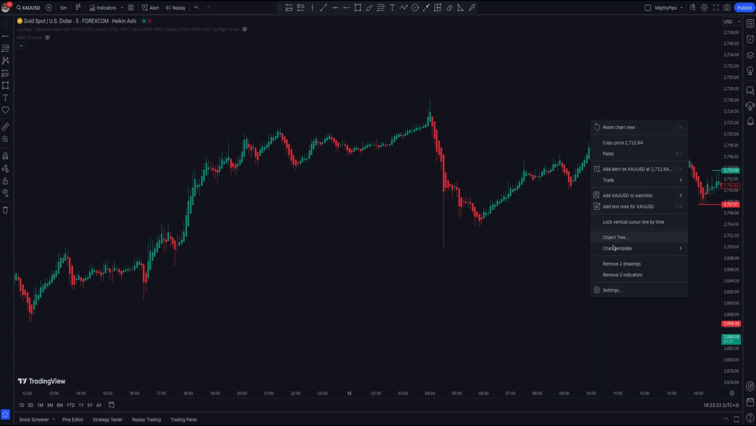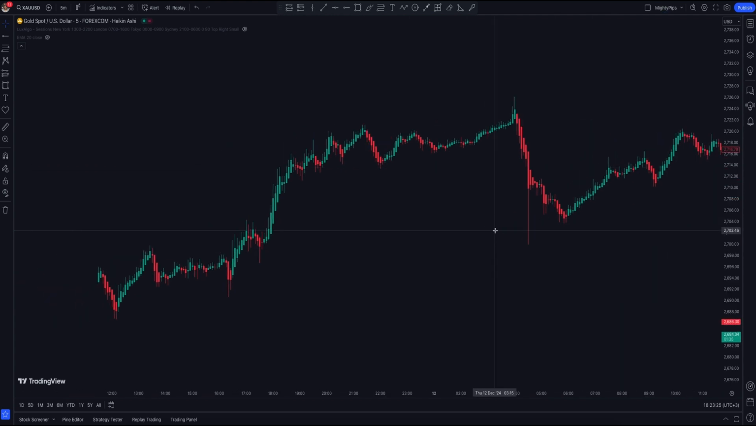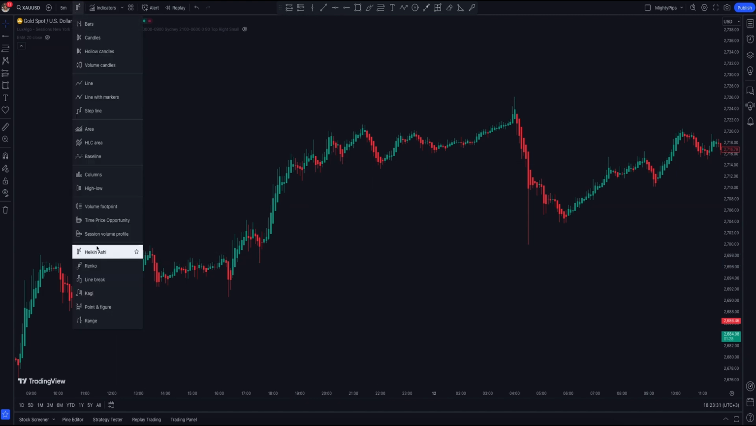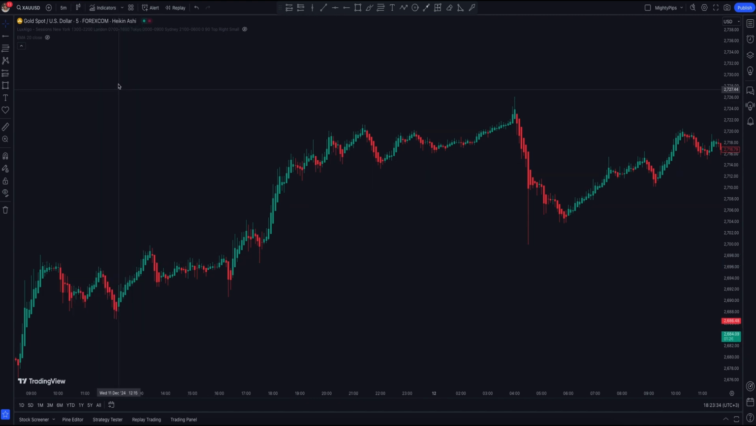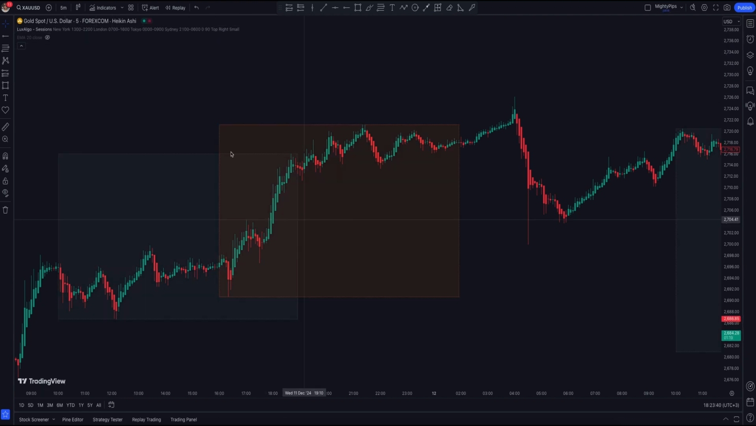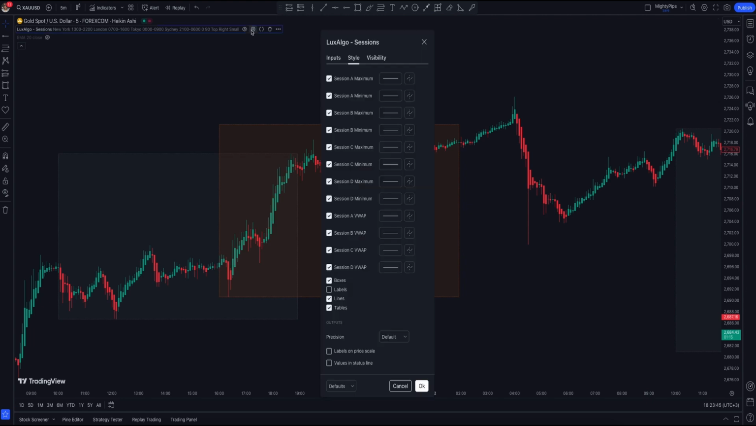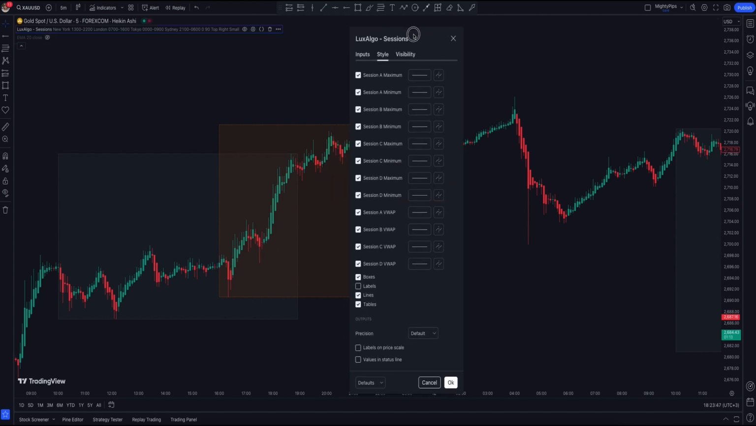All right, let me first remove all the drawings so that it's a clear chart. So here we are on the gold chart. After you've changed your candlesticks to Heikin Ashi, make sure you choose a sessions indicator. You can use any. I use this one here by Lux Algo. Most of you asked me which indicator I use to display the sessions, and this is the indicator I use, and these are the settings. You can take a screenshot of this.